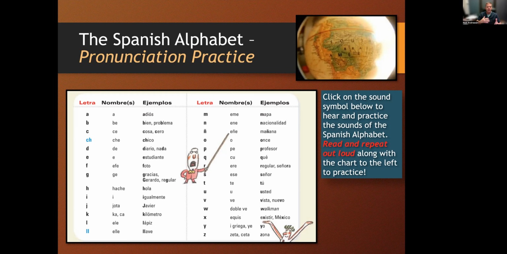So the vowels are A, E, I, O, U. So I'm going to repeat those. That's A, E, I, O, U. You can see in this box. I'm going to do that again. So we've already gone through the alphabet, but let's go through the vowels specifically. So A, E, I, O, U. And if you didn't quite get that, then pause and rewind it.